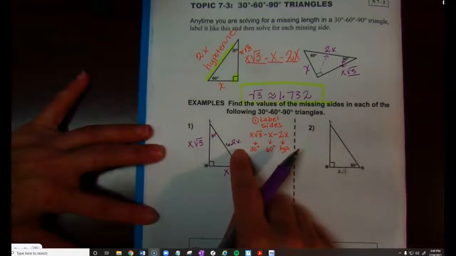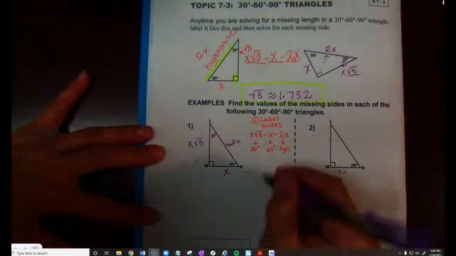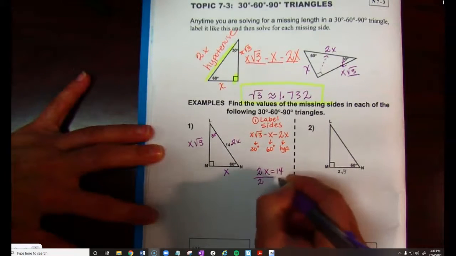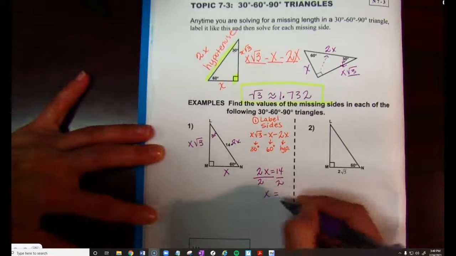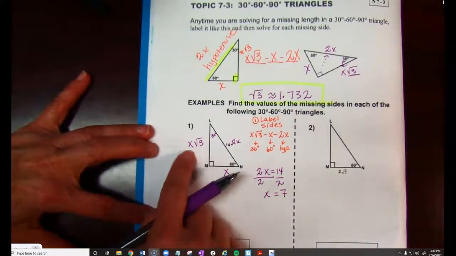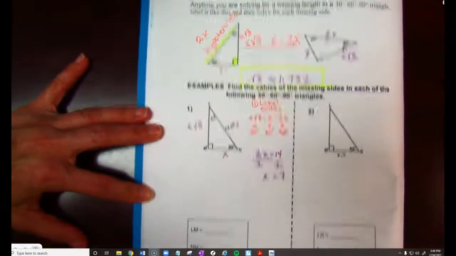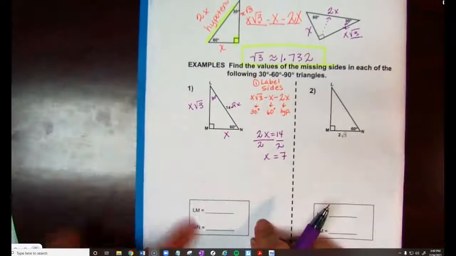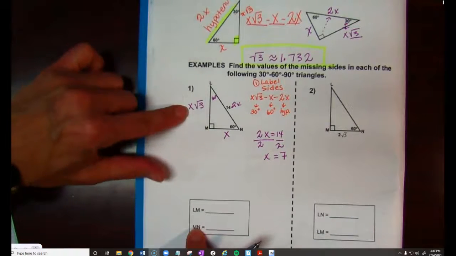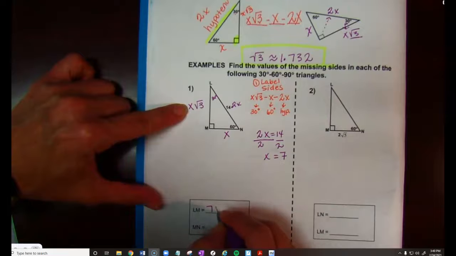Looks like we have an equation to solve here. So if 2x equals 14, when we divide both sides by 2, x is going to be 7. Y'all, that's 7 right there, and that is going to be 7 root 3. So down here in our answer box, let's write what LM is. LM is x root 3, but I know that x is 7, so LM is 7 root 3.